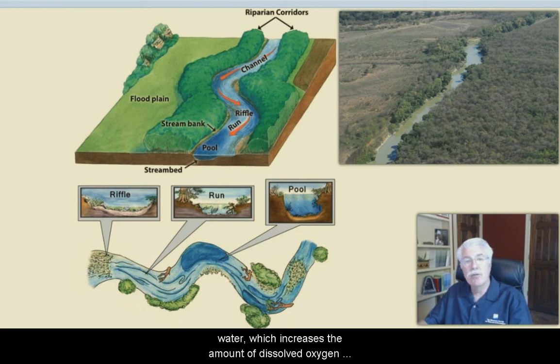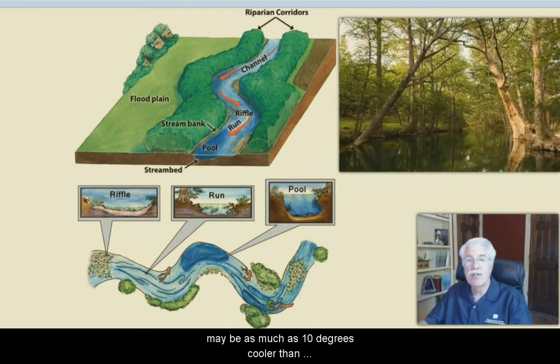Plants growing in the riparian zone help keep the stream healthy in many other ways. Trees shade and cool the water, which increases the amount of dissolved oxygen that the water can hold. Shaded stream segments may be as much as 10 degrees cooler than segments exposed to direct sunlight.